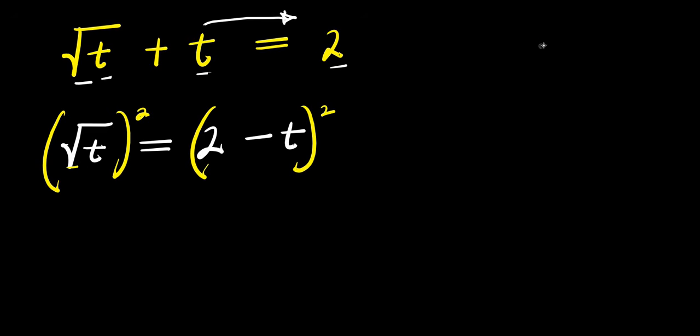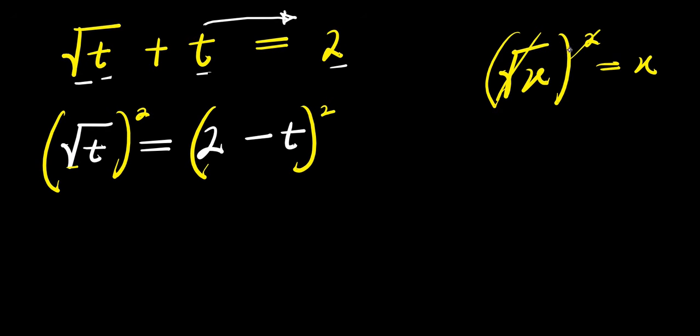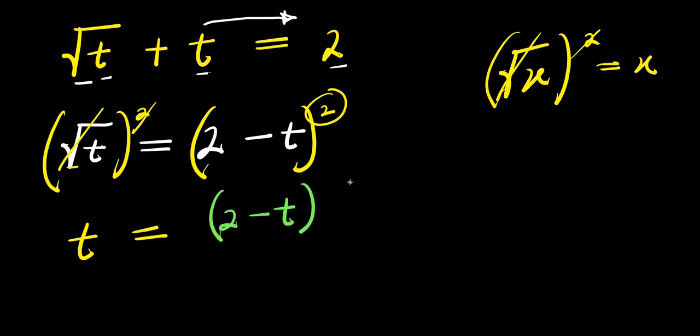Now, if you have square root of x raised to the power of 2, this equals x, because the square cancels the square root. So the square root of t will cancel the square here. We have t, and this equals 2 minus t raised to the power of 2. So we have 2 minus t times 2 minus t.